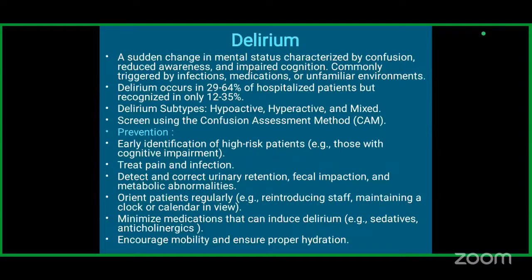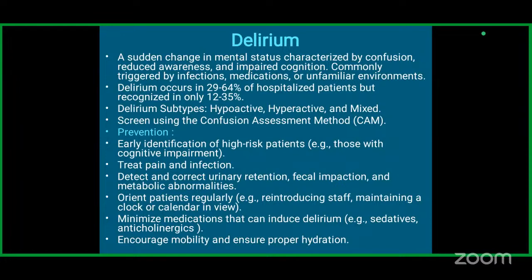Starting with delirium, delirium is a sudden change in mental status characterized by confusion, reduced awareness, and impaired cognition, commonly triggered by infection, medication, or unfamiliar environments. It's fairly common as it occurs in 29% to up to 64% of hospitalized patients, but recognized in only 12 to 35%. Delirium has three main subtypes: the hypoactive, the hyperactive, and the mixed. And the problem is mainly with the hypoactive subtype because it's generally missed due to the hypoactivity that is associated with the disease process. For screening for delirium, the Confusion Assessment Method can be used. Prevention is mainly through early identification of high-risk patients and mainly those with cognitive impairment.